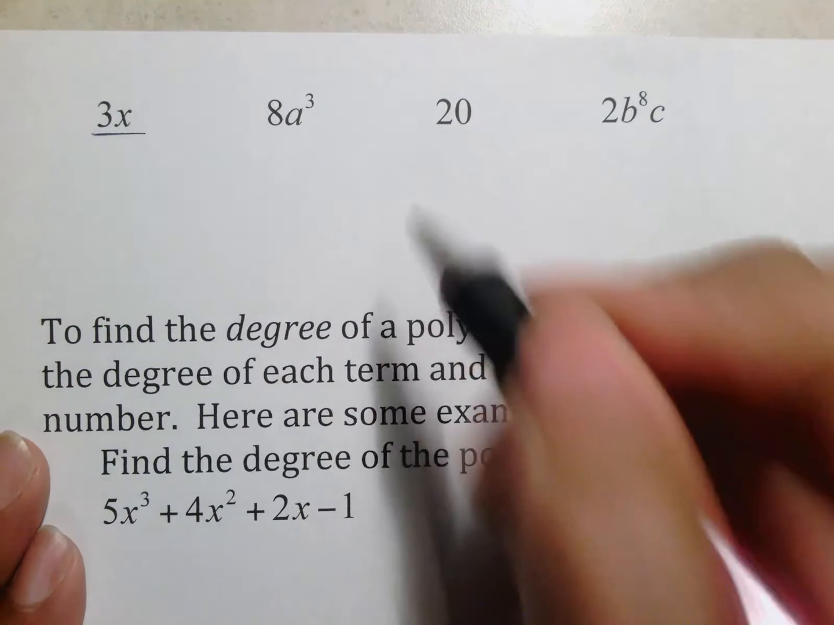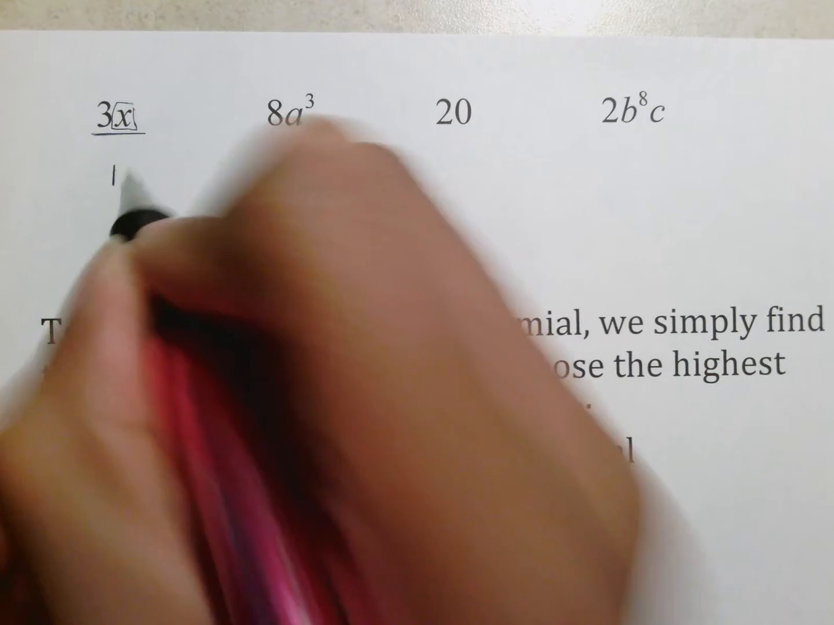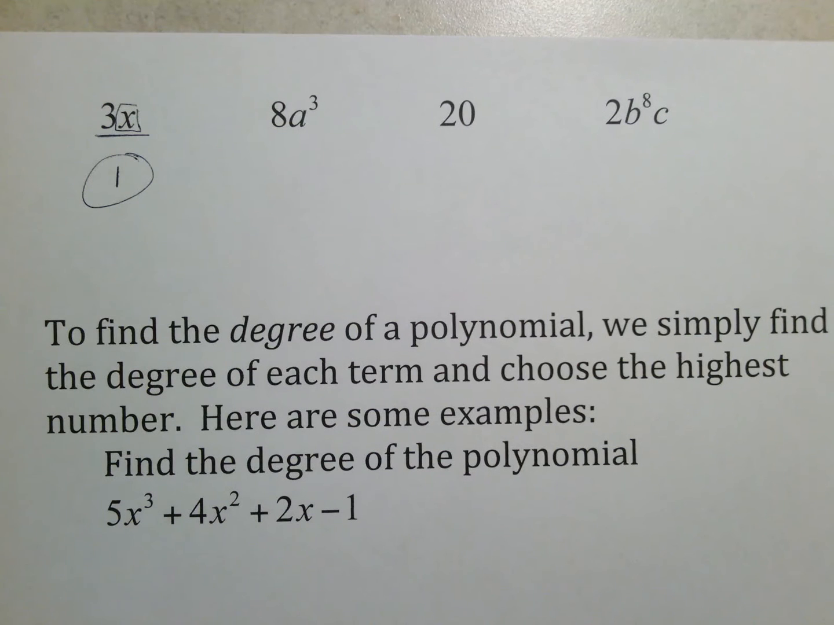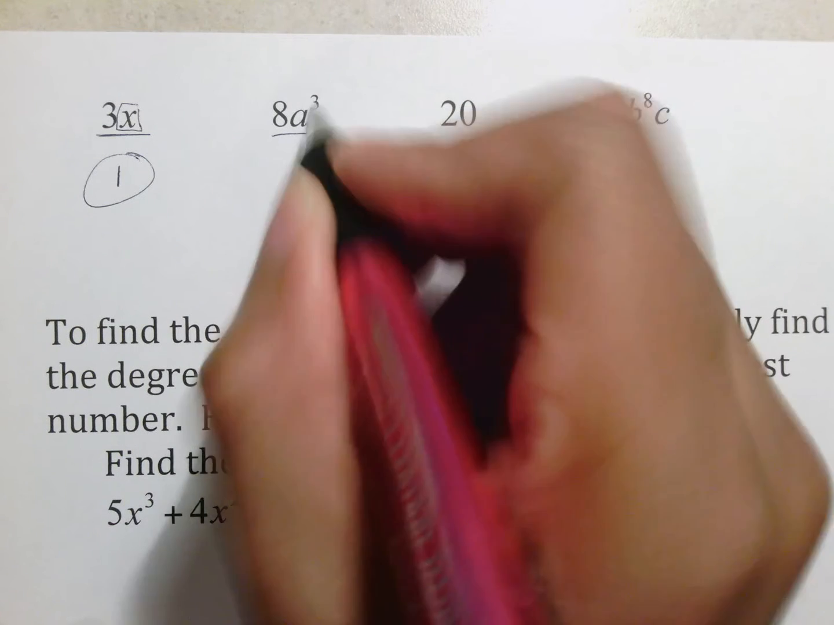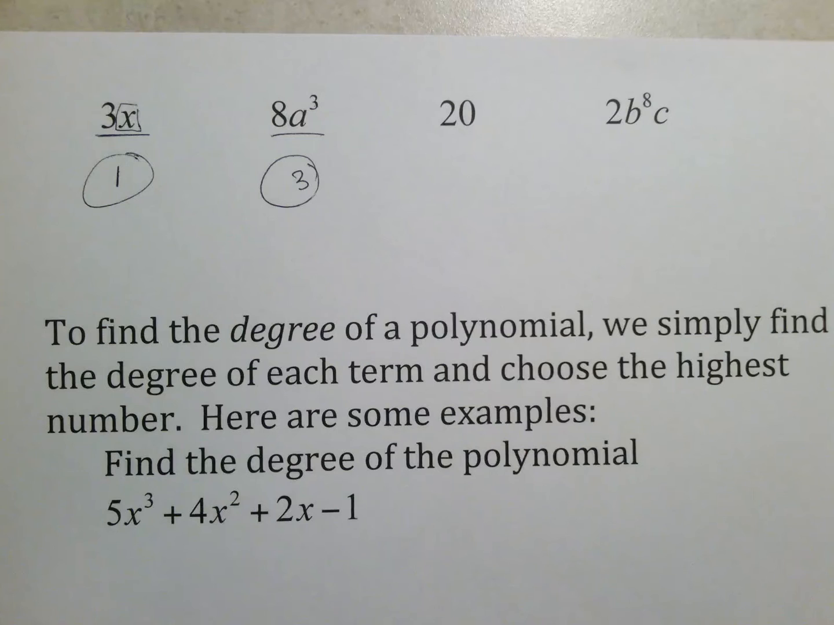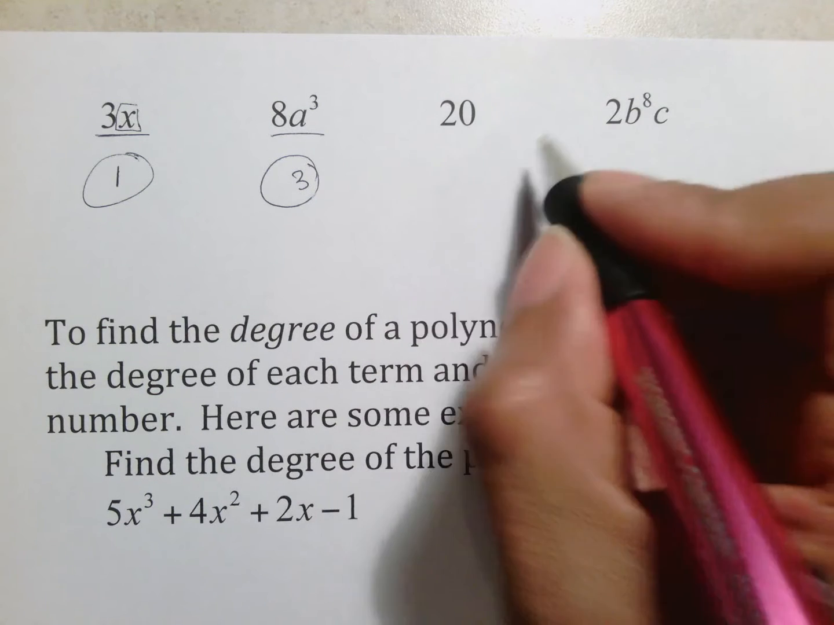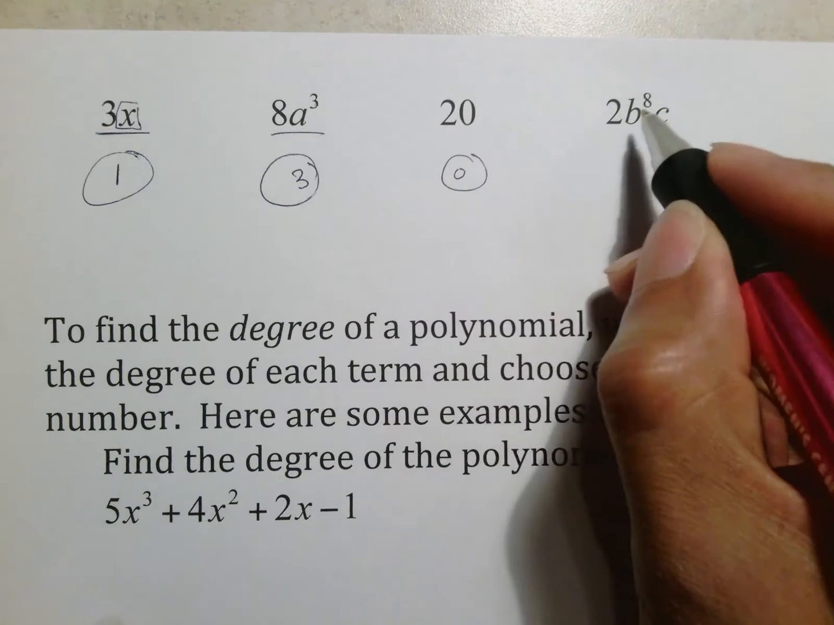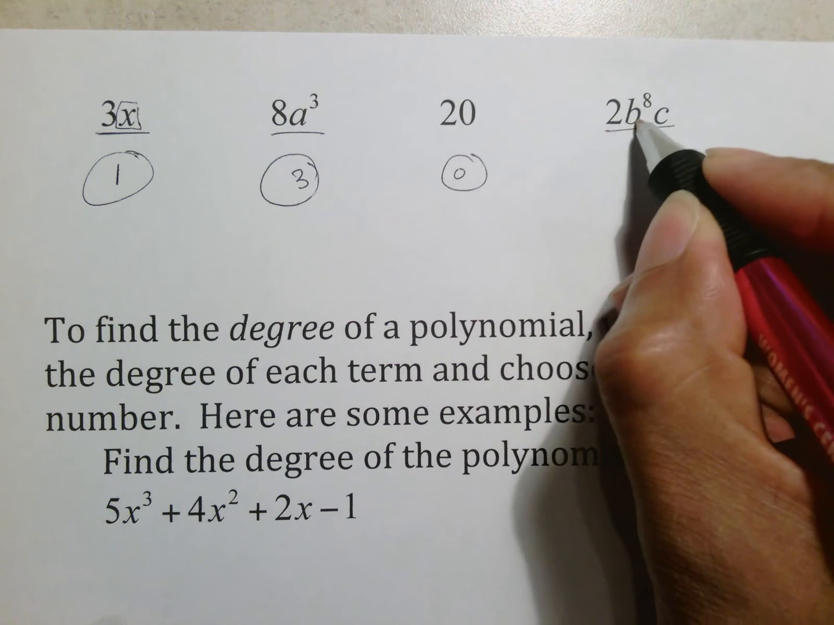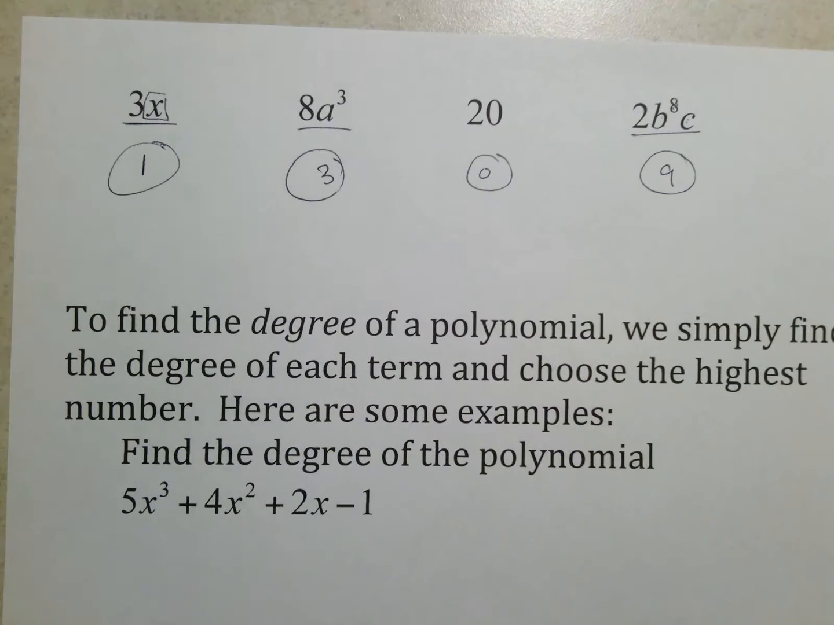If we count the number of variables in this term here, all we have here is an x, which means that this degree would be a degree of 1 because there is 1 x attached to that. 8a to the third, the whole term. The variable, I have 3 a's attached, so the degree of this would be 3. Very simple. 20, I have no variables at all attached. Guess what? This degree is 0. 2, b to the 8c. In terms of variables, I have 8 b's and 1 c. That is 8 here plus 1, which makes the degree 9.